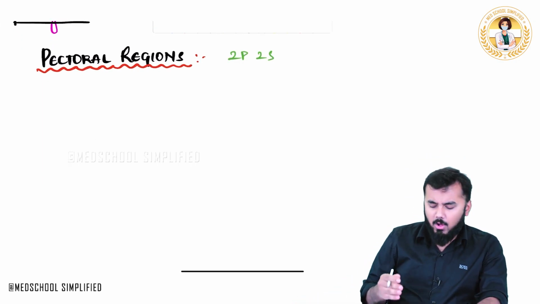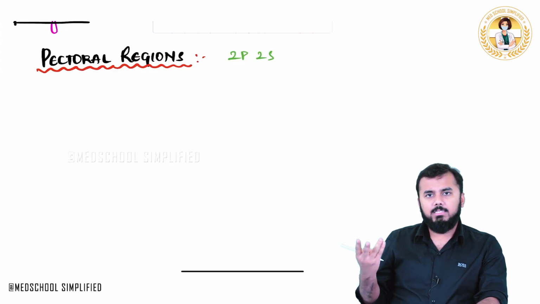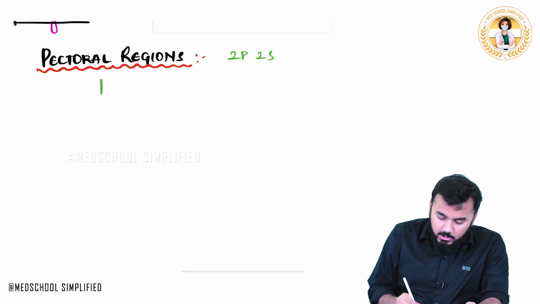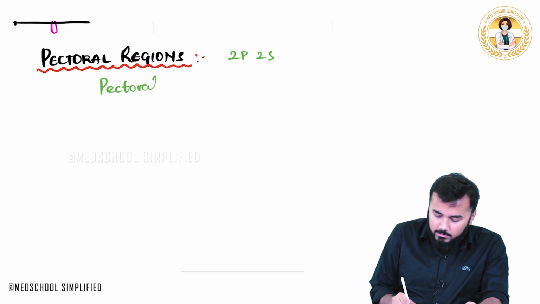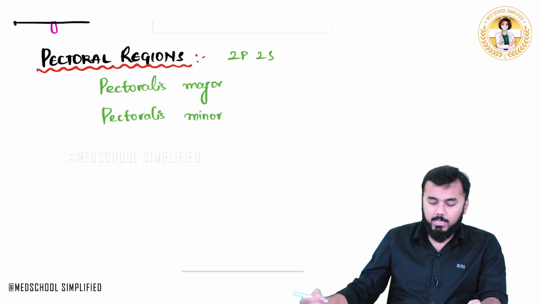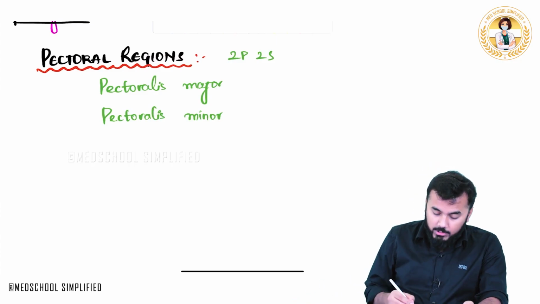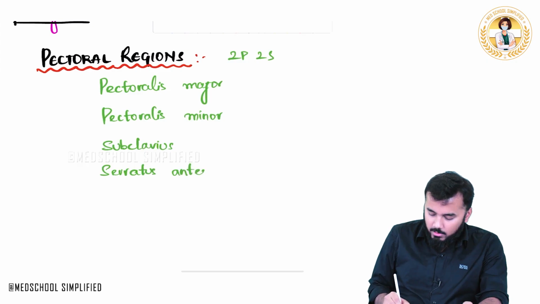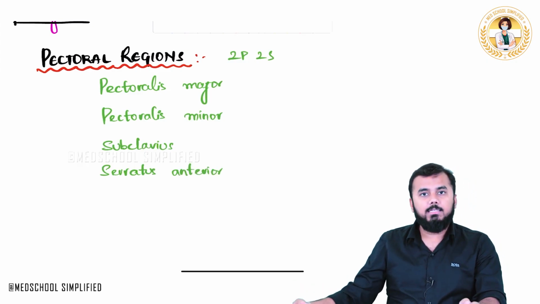Now what are the 2Ps? Obviously the 2Ps stand for pectoralis, because these are pectoral region muscles. One is called pectoralis major, another is called pectoralis minor. And the 2S, what are the 2S? One is called subclavius and the other one is called serratus anterior.